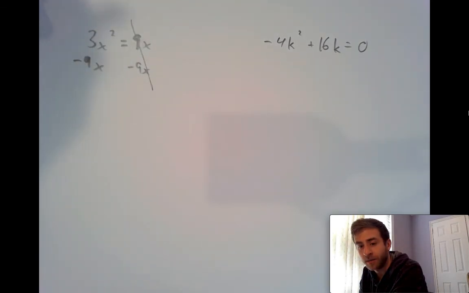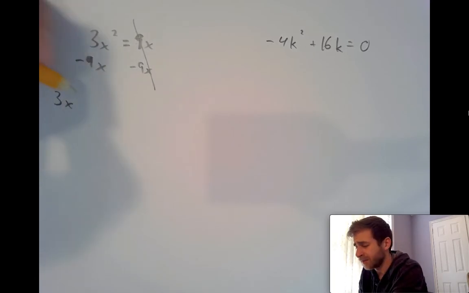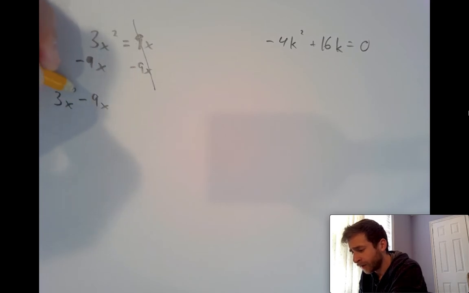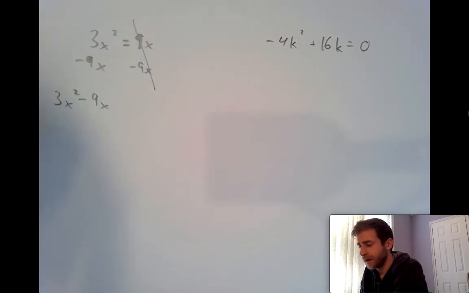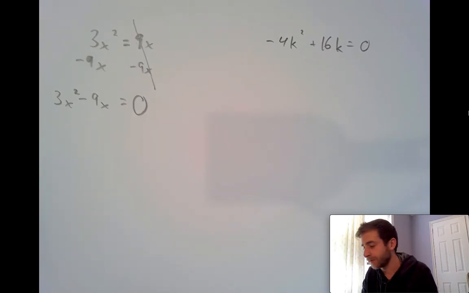That will cancel out. 9x minus 9x becomes 0. And then 3x squared minus 9x, they're not like terms, so it's just going to come along for the ride. Don't lose the 3x squared. That became 0. Now it looks good. Now we're ready to factor over here.